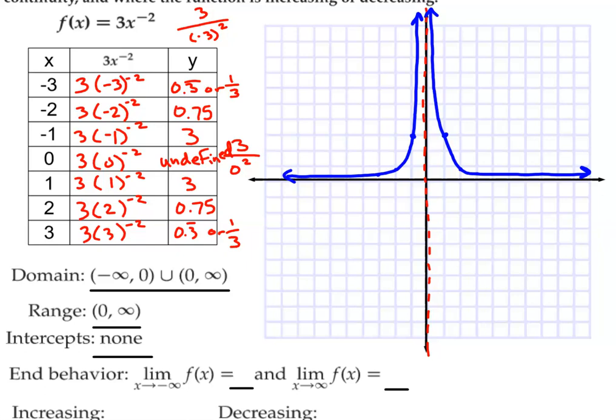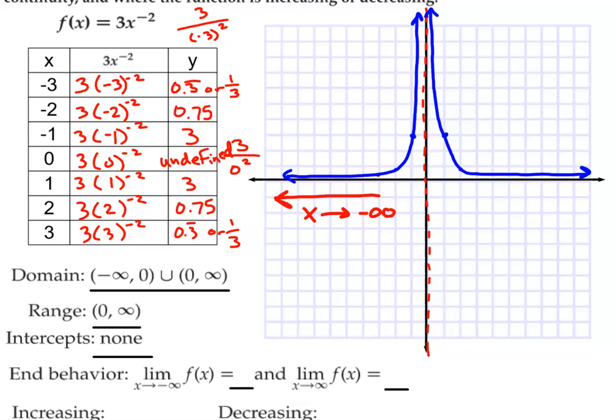Range, we obviously start at 0 and go up to infinity. And then our intercepts, we don't have any intercepts. We're not crossing the x or the y-axes in this case. Then getting into our end behavior, our limit as x approaches negative infinity. That basically means as we're going to the left, what is happening to our graph.